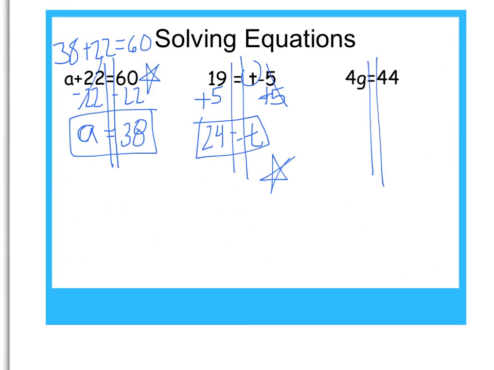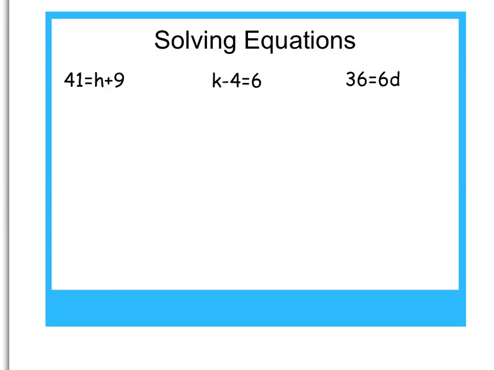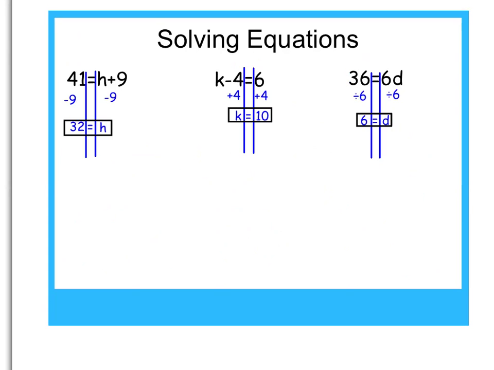And the last one. 4 and g are touching, so that means it's saying 4 times g. To get g all by itself, I have to divide by 4 on both sides. This side I have g left, and on the other side, 44 divided by 4 is 11. 4 times 11 is 44, so I know I did this problem correct. These should be your answers.